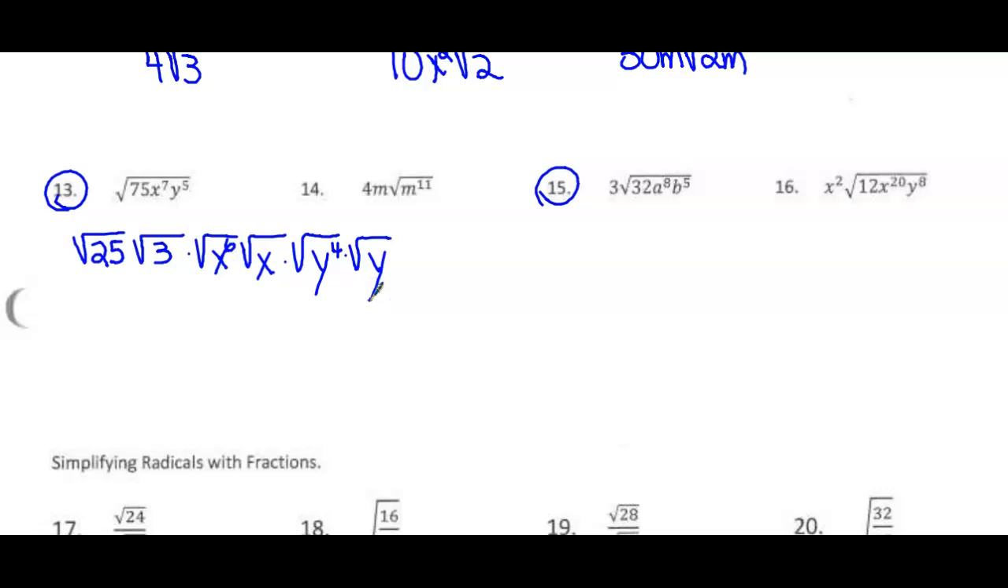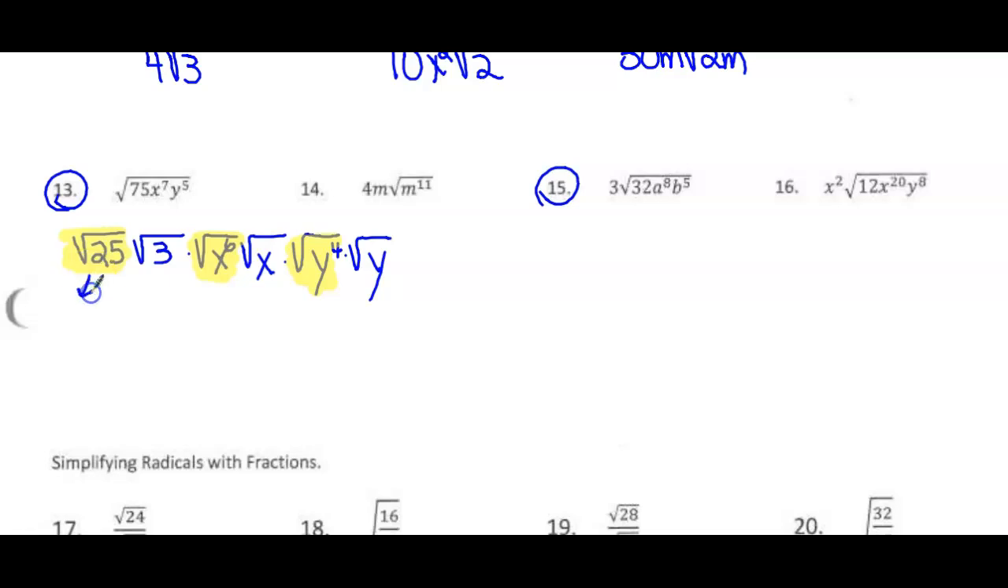Okay, I'm going to grab my highlighter. I'm going to highlight the ones that have to change because they are perfect squares. 25 is a perfect square. X to the 6th is a perfect square. Y to the 4th is a perfect square. Those 3 I'm going to simplify.